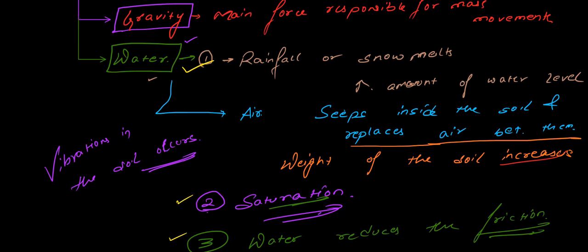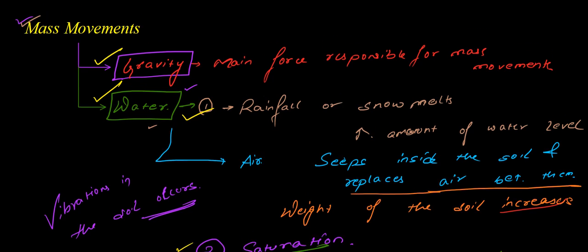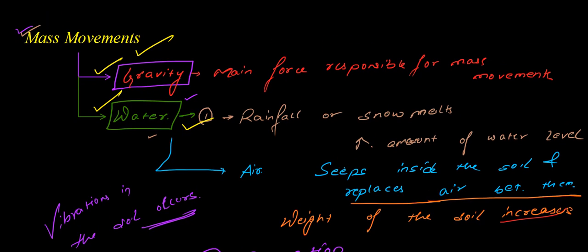So we had gravitational force, a very main force for mass movement. Then we have water, which does not directly play any role but has many vital roles. These are the reasons why mass movements generally take place. Now let's move on to the types of mass movement, or the processes of mass movements.